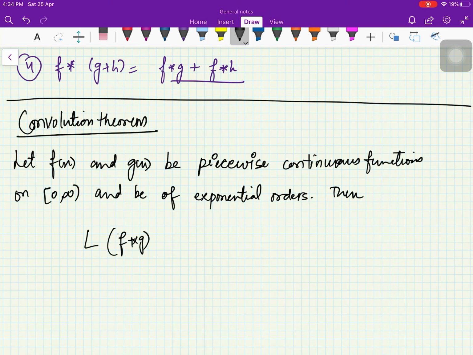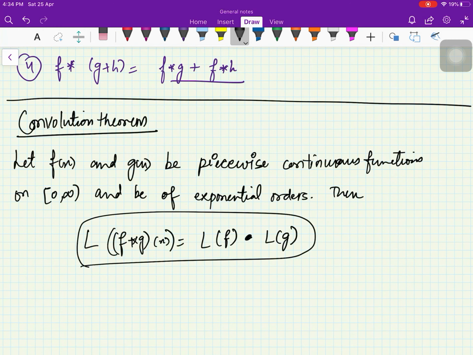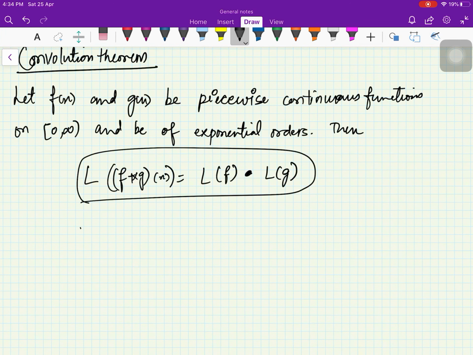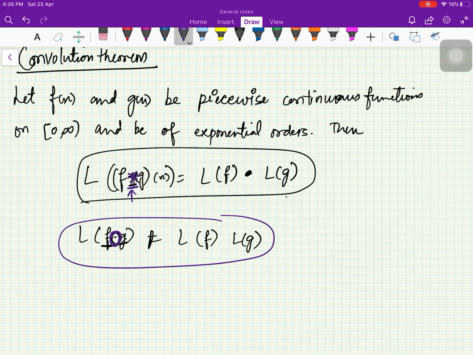Then the Laplace transform of f star g is equal to the Laplace transform of f multiplied with the Laplace transform of g, right? So this is quite important. Here we were looking for L of f g, an alternative to this, which is not true. So here we say that in place of the dot, if you have a star, meaning convolution, then this property is true. Now you see the innovation behind this, right?